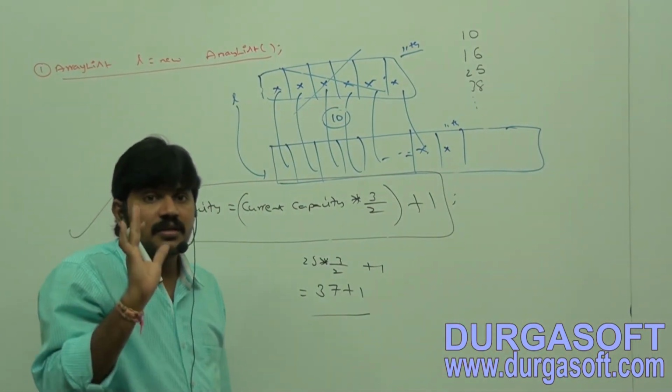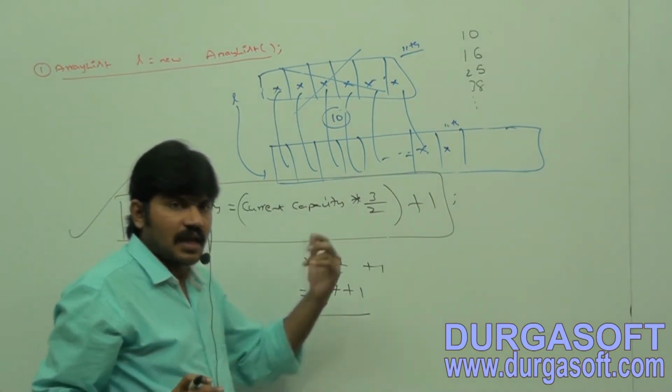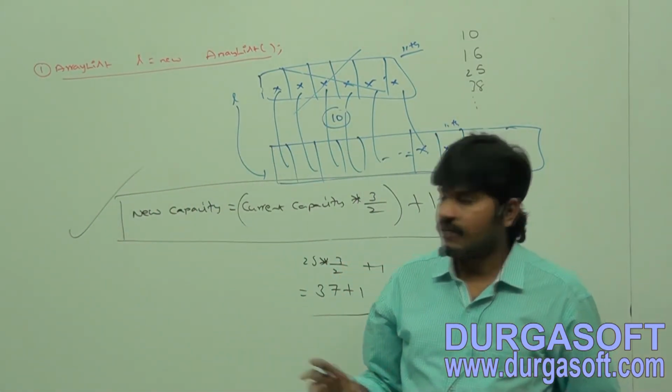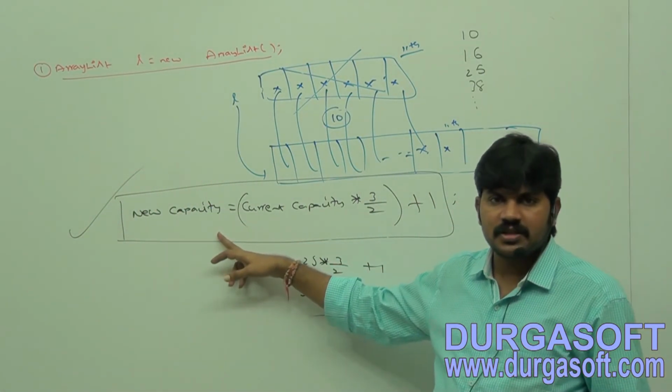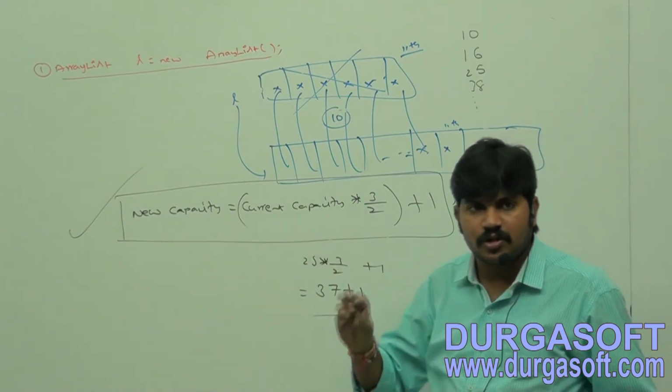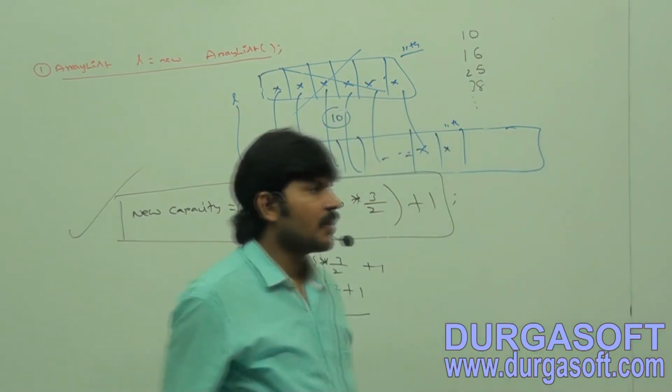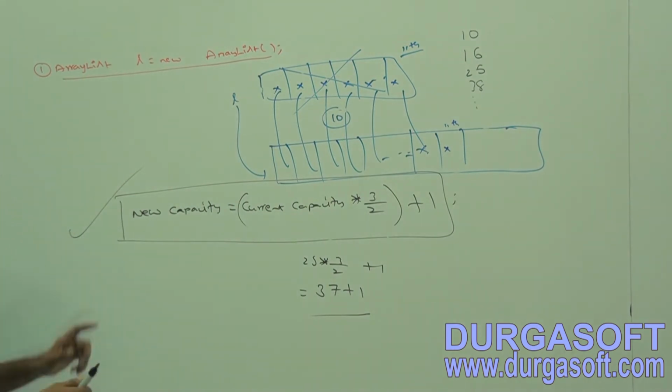This is the way the increment happens in the case of ArrayList. Have you observed the formula? New capacity is equal to current capacity * 3/2 + 1. Okay, add plus 1. Constructors, plus 1.